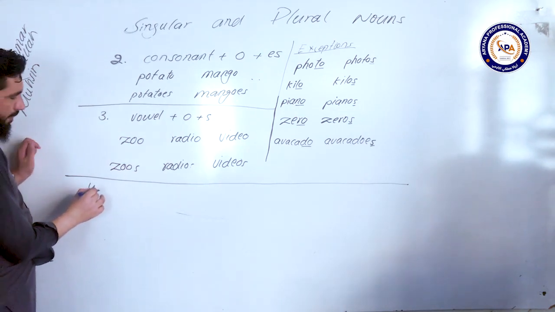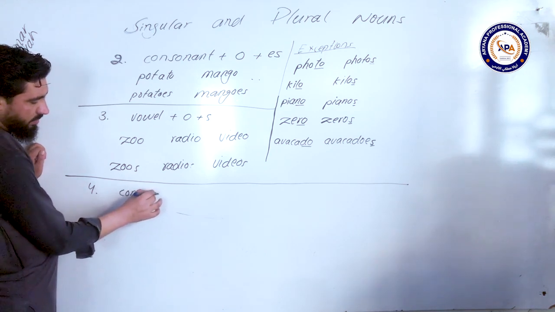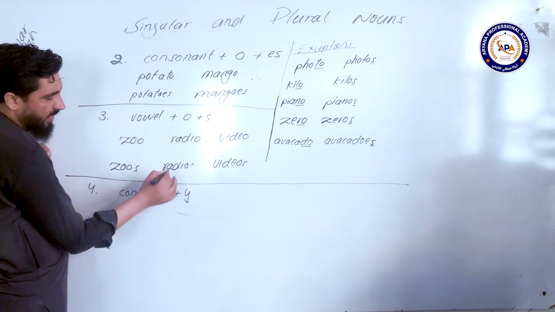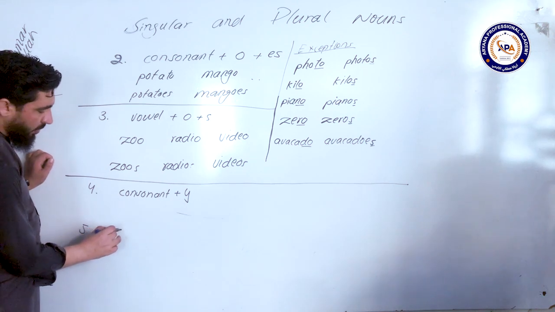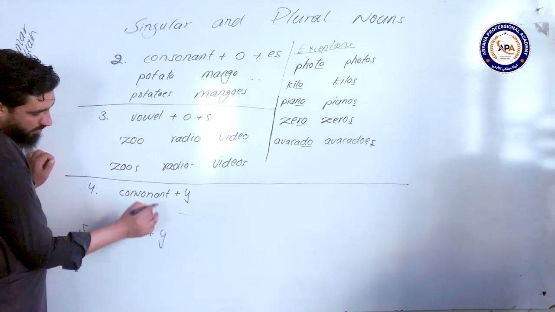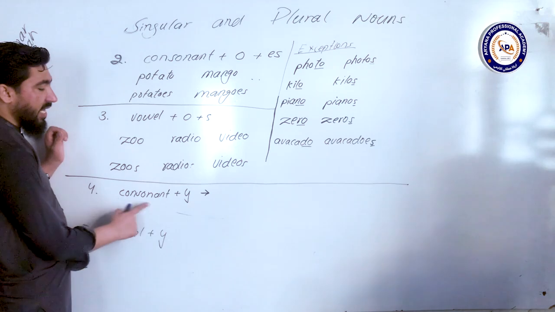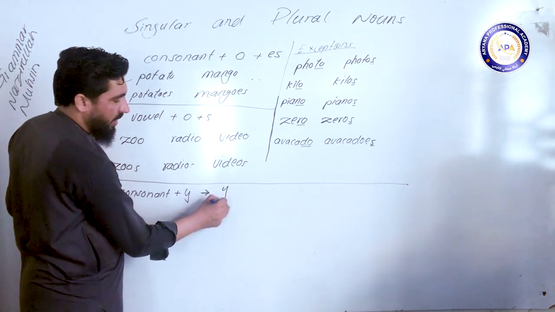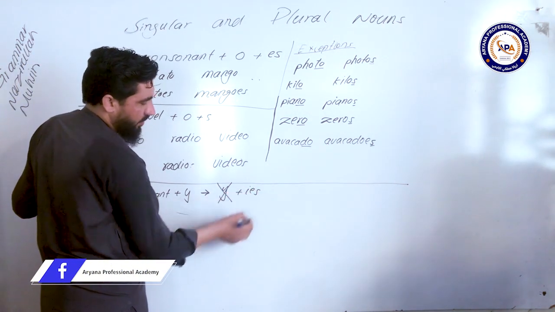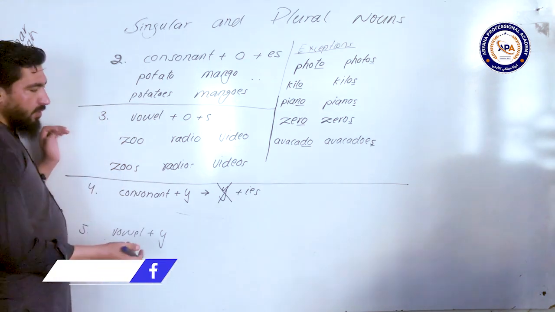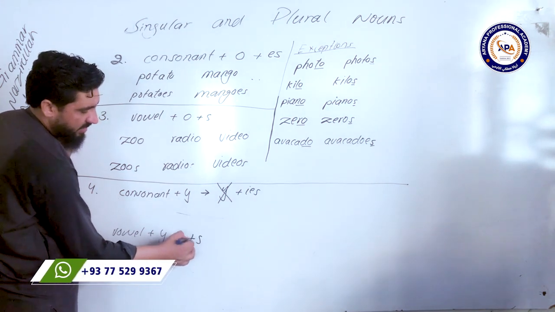Rule number 4 is for consonant plus y, and rule number 5 is devoted to vowel plus y. In this case, when a noun ends in consonant plus y, then we change y into I. We omit y and add IES. It means we replace y with I. And with vowel plus y, we add only an S.